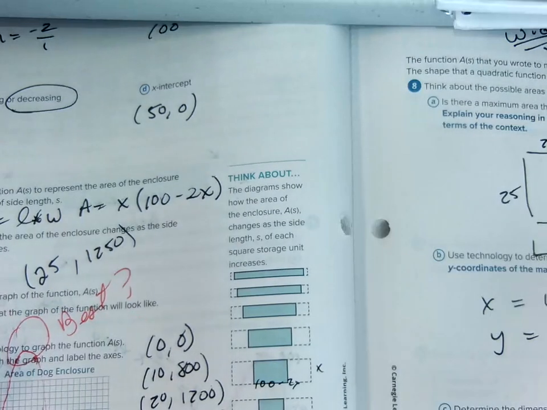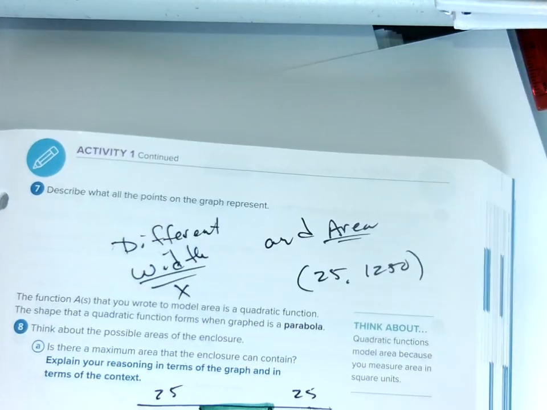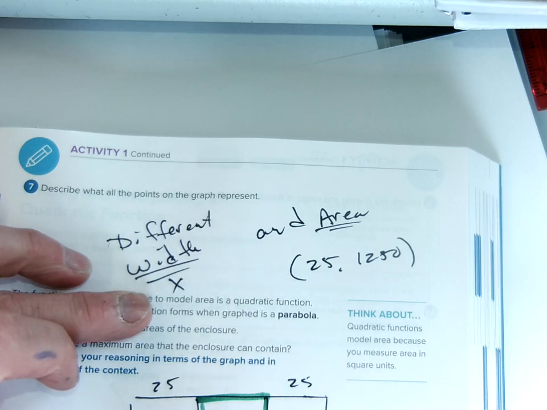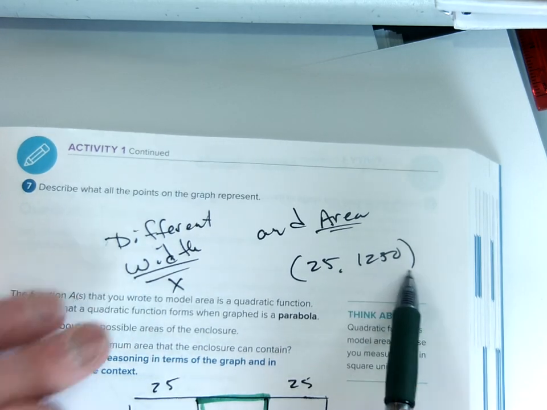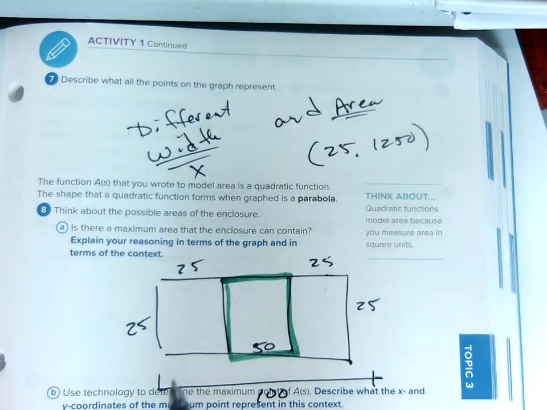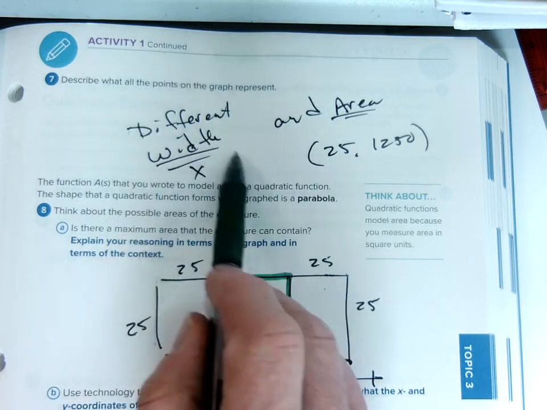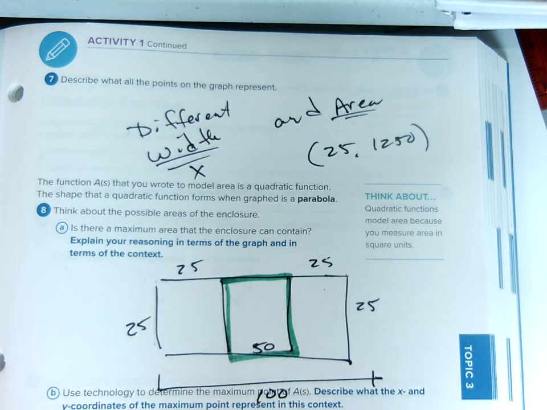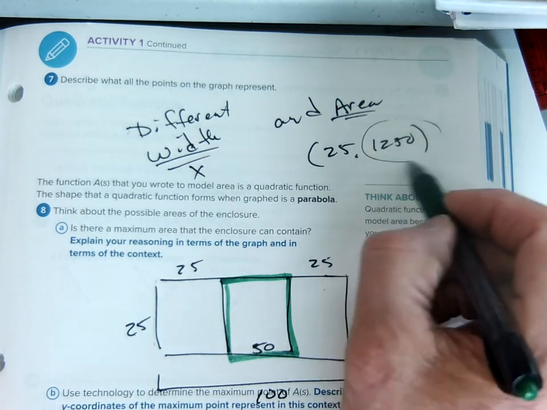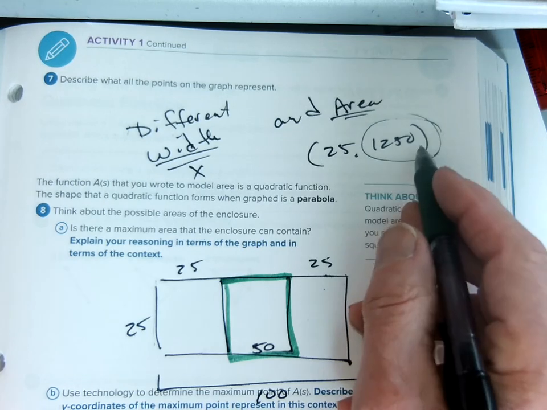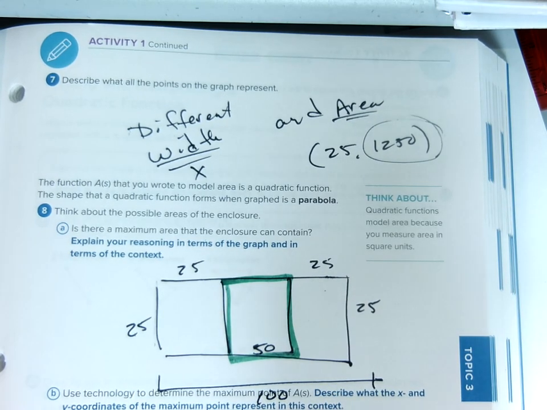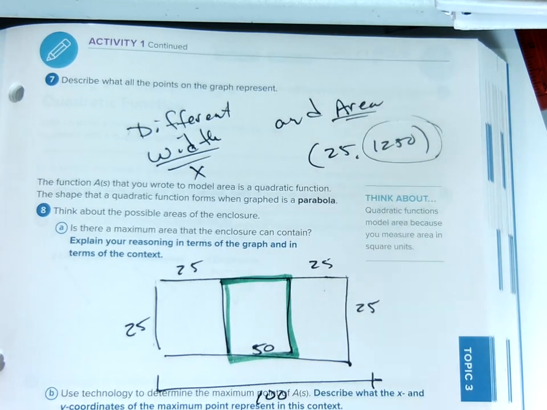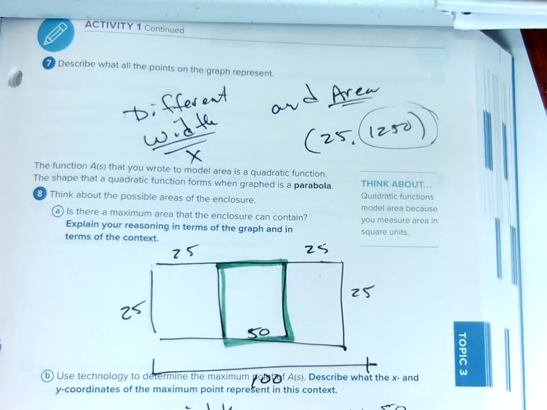So what does that mean? Well, we know that the width is x, and y is the area. So the best pin to build is one where this is 25 by 25. That's the width, 25 by 25, and then we know that this length has to be 50. So the best pin we can make has an area of 1,250, because that's just length times width, which is my 25 times my 50, giving me 1,250. Any other pin is not going to give me the most area.